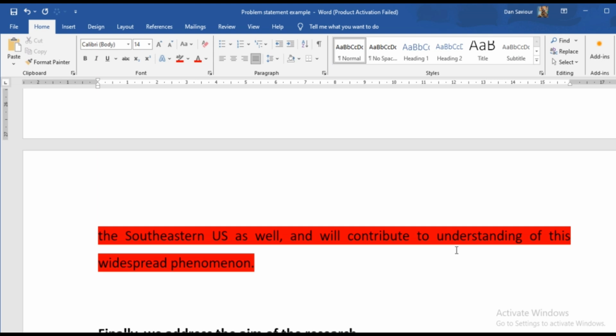So we found out that if we can just follow this, right, we can actually come up with a very lovely problem statement by answering those questions while we actually carry out our research.